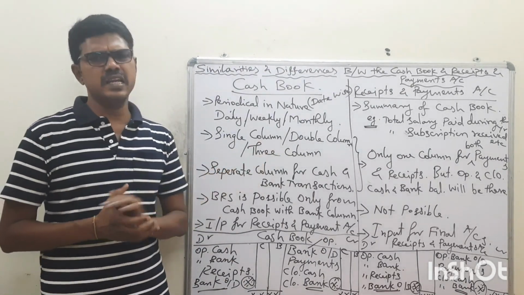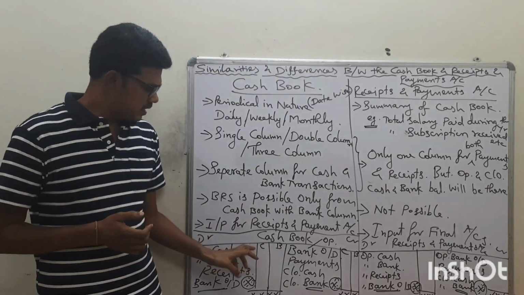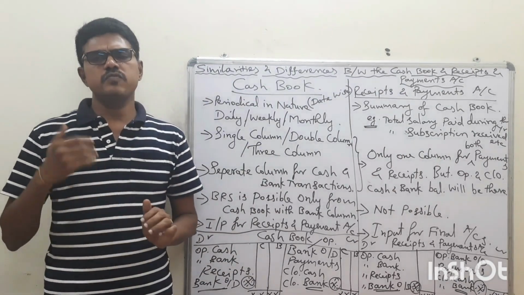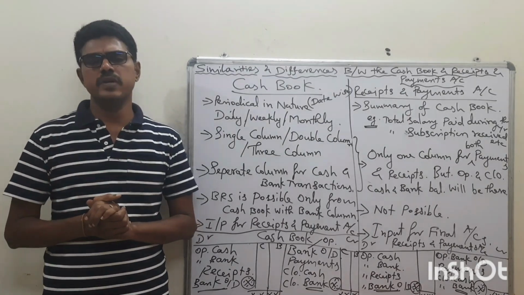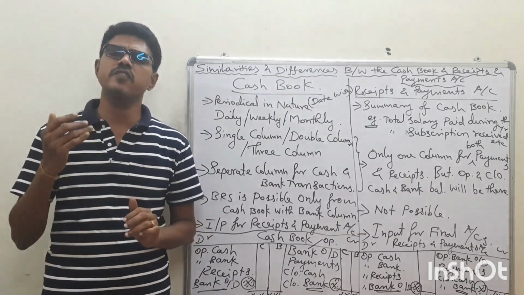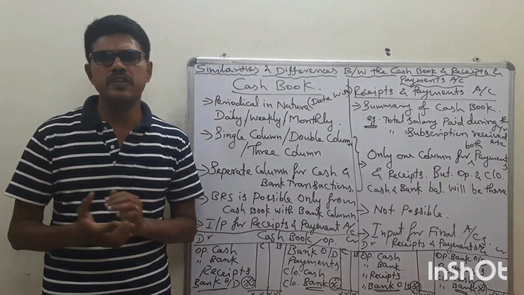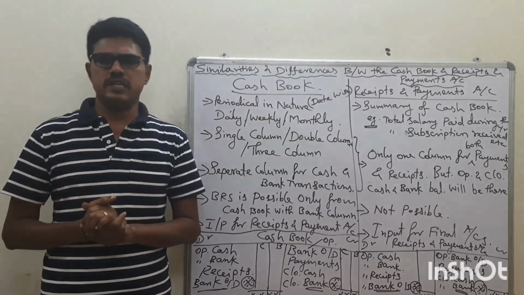The third is the 3-column cash book. One more column will be added with this: discount column, cash column and the bank column. This will usually be followed by business organizations, because they manufacture or buy and sell goods and services. At the time of making payment, they will receive some discount, or at the time of receiving payment from the customers, they will allow discount to the customers, right?